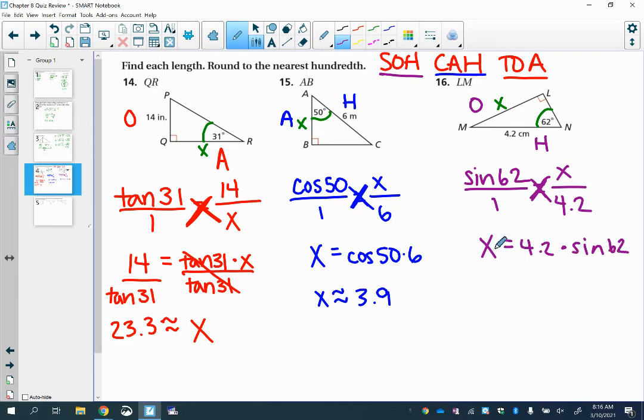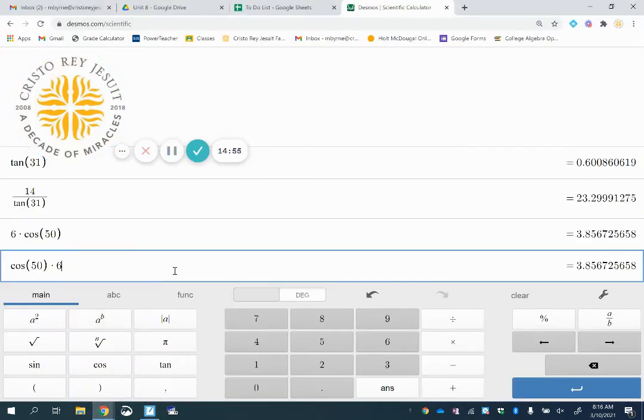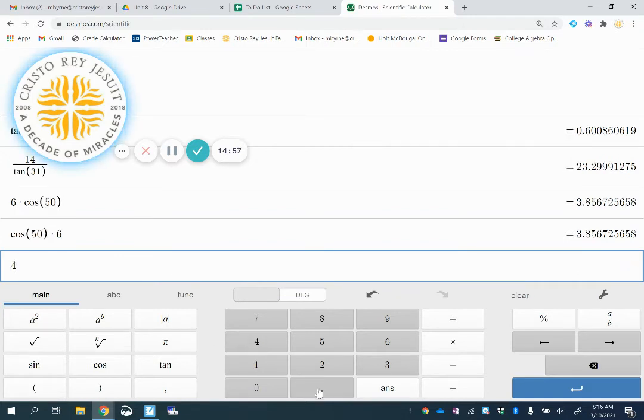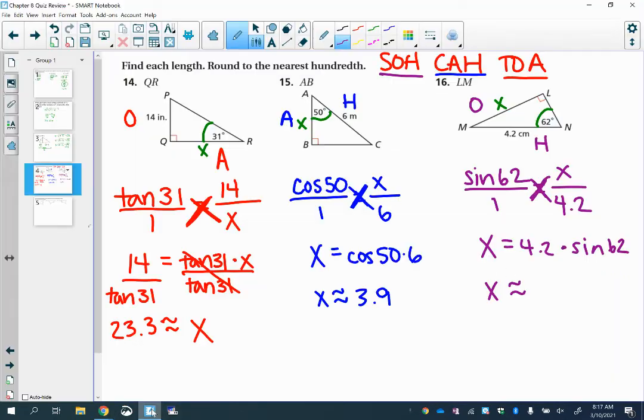62. All right, I already have X by itself, so I'm ready to solve this by typing it into my calculator. So 4.2 times sine 62. All right, my answer ends up being 3.7. All right, so whenever you're looking for a side, remember that's when you're setting up a proportion.